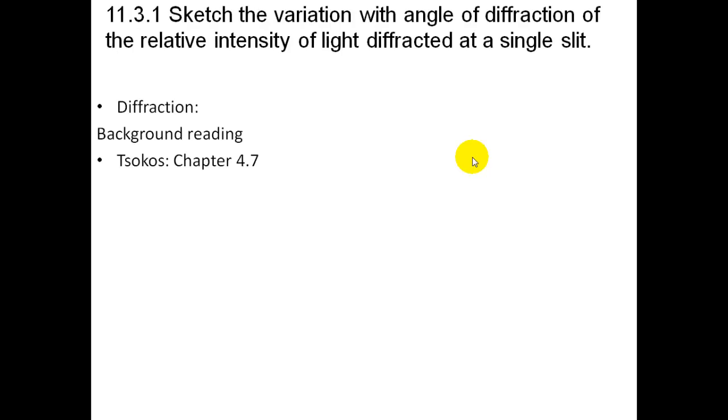This is a section on diffraction. We have to sketch the variation with the angle of diffraction of the relative intensity of light diffracted at a single slit. So what we have here is a barrier, another barrier, and a gap or an aperture there. The waves come in from this direction and they go through and they curve round. This is the diffraction effect.